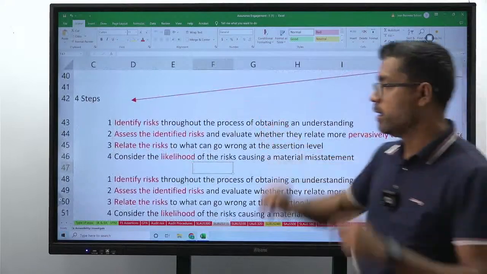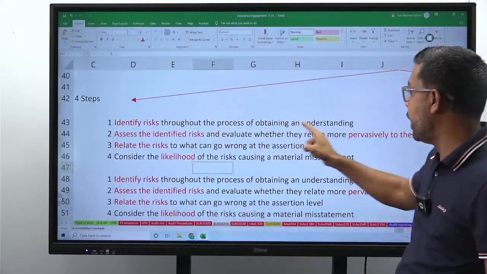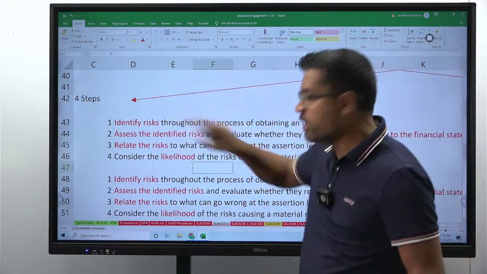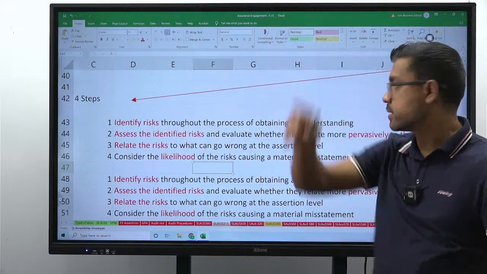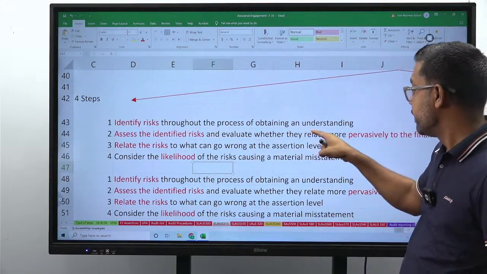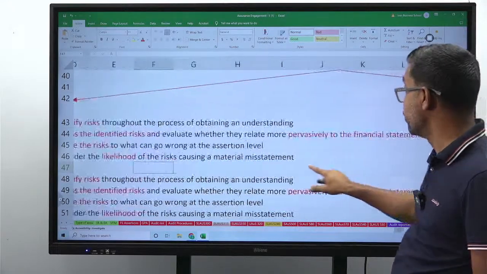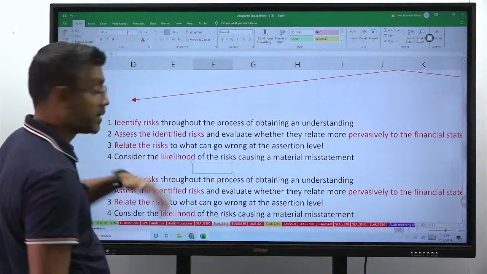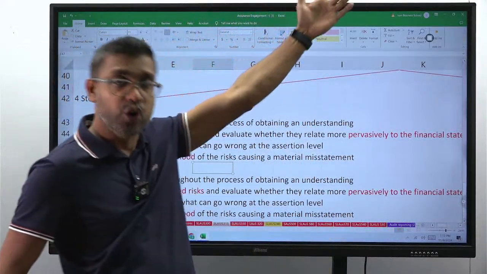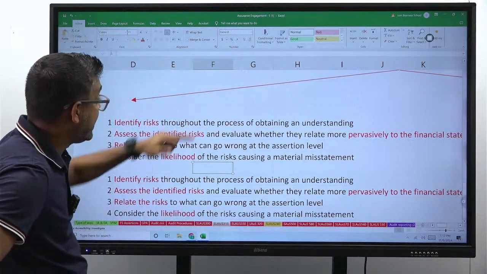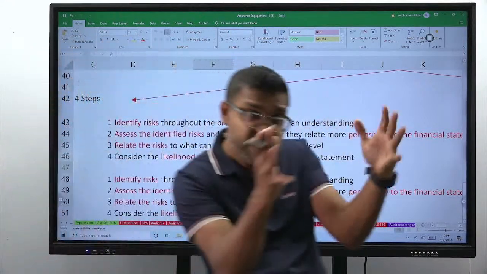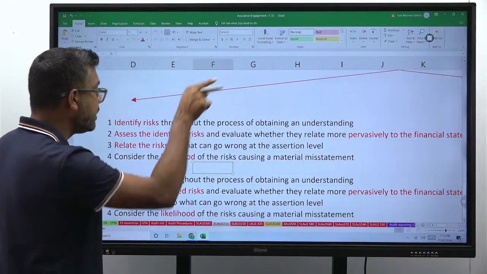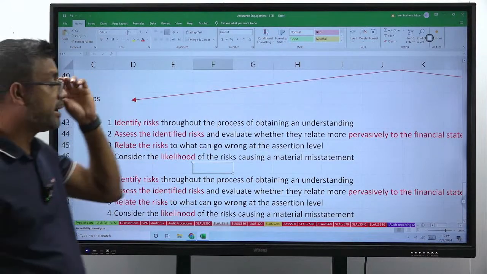There are 4 steps. Number 1, identify risk through the process of understanding. That we have done. We understand the business and identify the risk. Then, identified risk, you have to assess the identified risk. How do you assess? Evaluate whether they relate more pervasively to the financial statement as a whole. How significant this risk is to the financial statement. That's your assessment. Are those significant risk or low risk or high risk? Relate the risk, what can go wrong at assertion level? What assertion can be affected because of this risk? And consider the likelihood of the risk causing a material misstatement.